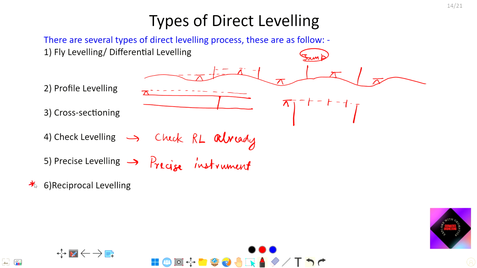Next one is very important. We will see it further also when we complete our error and correction portion. That is reciprocal leveling. Reciprocal leveling is used, for example, if we are doing leveling across a river, we cannot put a staff here, and our river is also very wide. Across a wide river, in such a case, we cannot put a staff in between the river.